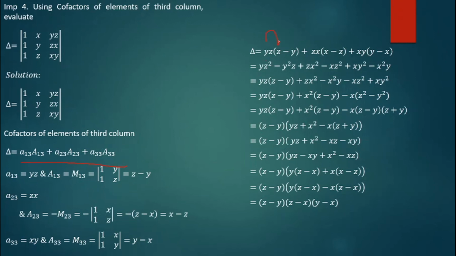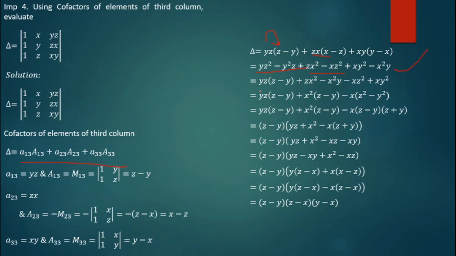Multiply: yz into z, yz square, minus y square z, zx into x is x square z, minus zx into minus z is minus xz square. I have written it in alphabetic order, it's up to you, no problem. But when you follow an order, the next time you encounter such terms, that order should be kept as it is. Plus xy into y, that is xy square, xy into minus x is minus x square y.